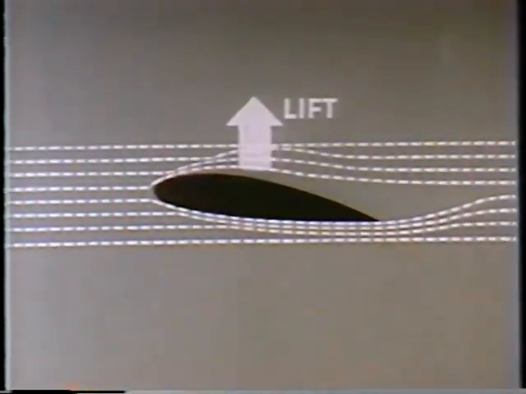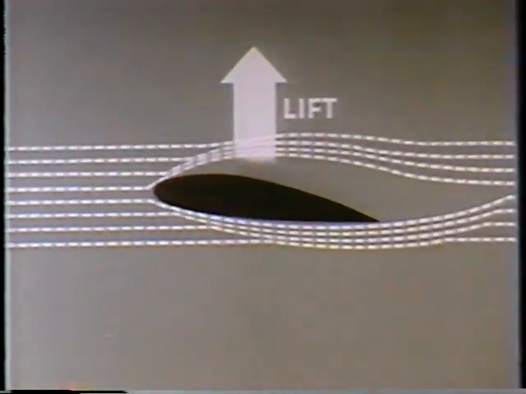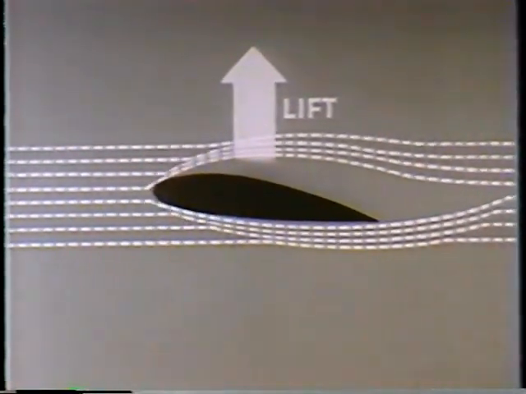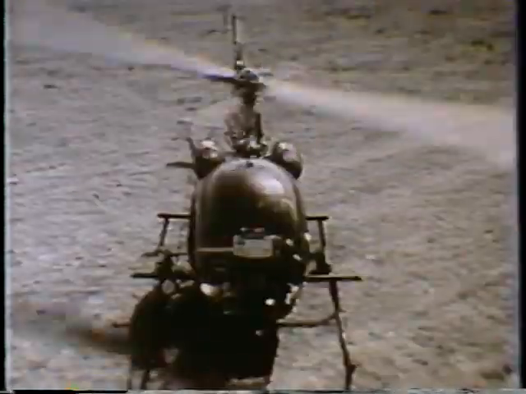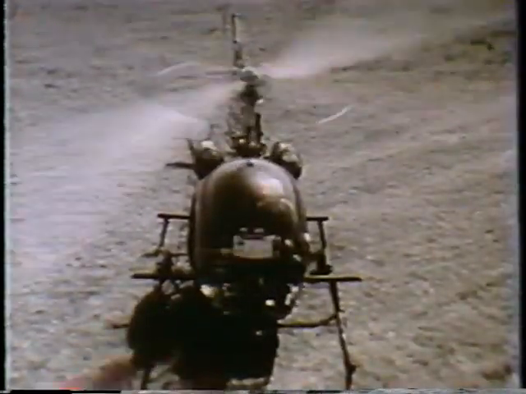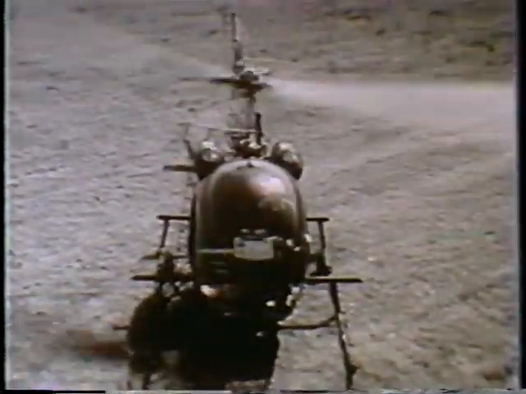The faster the air passes over the airfoil, the greater is the lift produced. All other factors being equal, lift will vary as the square of the velocity. In a helicopter, of course, the rotor blades act as airfoils to produce lift. And the faster the air passes over the blades, the greater is the lift which is produced.